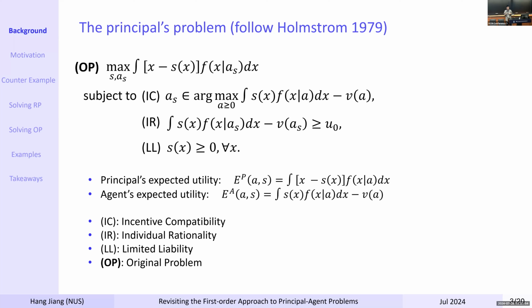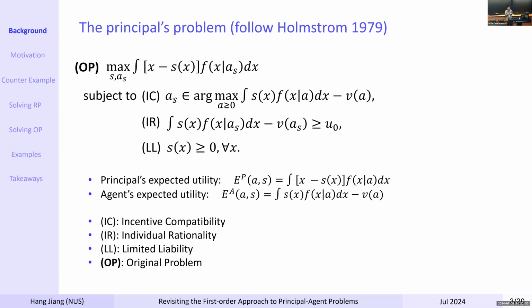This program is actually the same as the Holmstrom moral hazard model of 1979. A little different is that this model assumes that the agent is risk neutral, but the Holmstrom model assumes that the agent is strictly risk averse. This program looks very simple, and it is widely adopted. We have seen many applications using this model. But the program itself is actually unsolved in general.